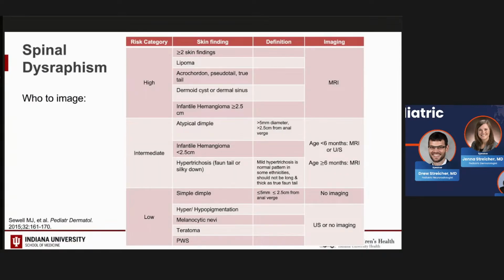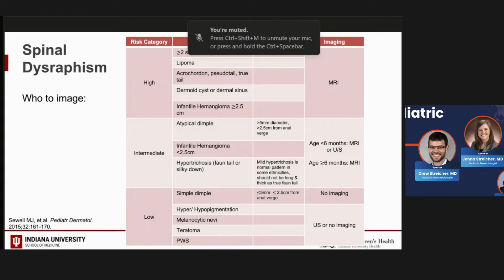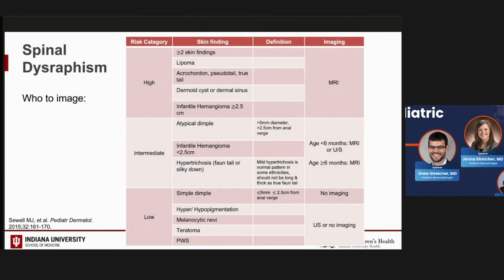All right, so I use this table really frequently. This comes from one of our pediatric dermatology journals from 2015. And it's really helpful for us to think about which individuals we do need to image or have higher concern for. So very frequently babies come in and we're doing our exam and we see a couple of these things. I'm actually going to start at the bottom and work my way up, because these are the ones I most commonly see.